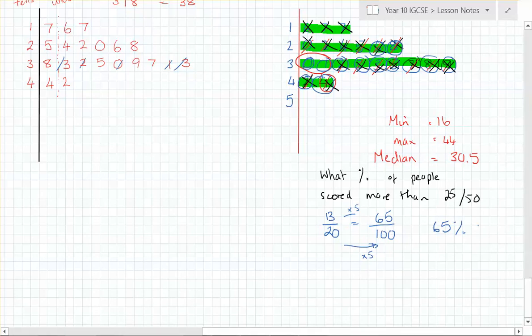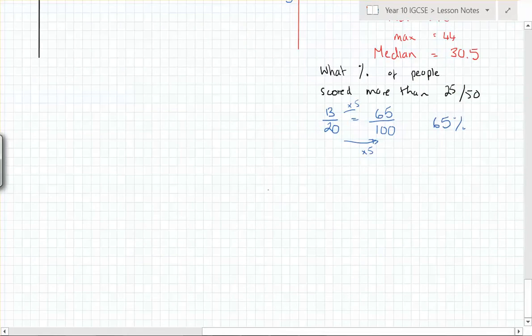So my stem and leaf diagram's a mess, but who cares? I've answered the questions. But having it all lined up was nice. Okay, can I get you then to do question 5 in that exercise? Again, stem and leaf. Question 5 on stem and leaf diagram.